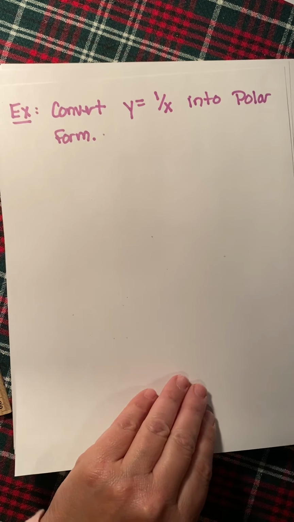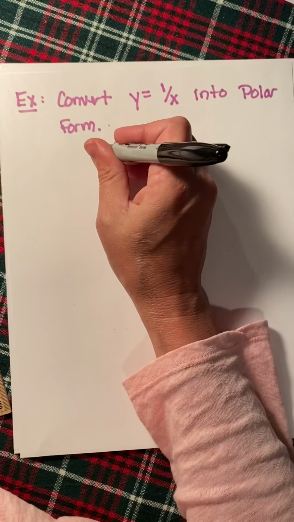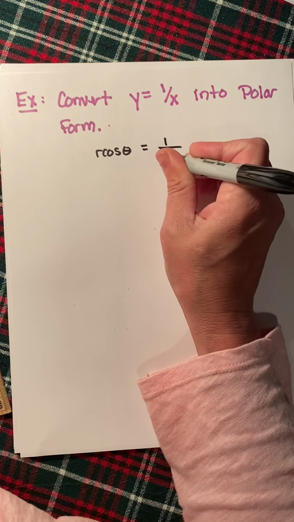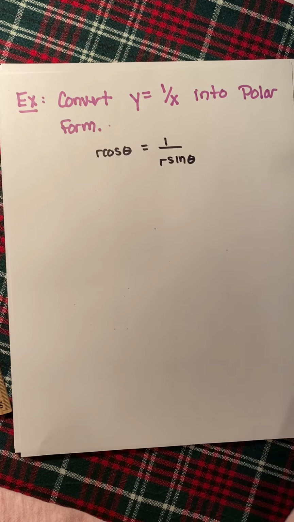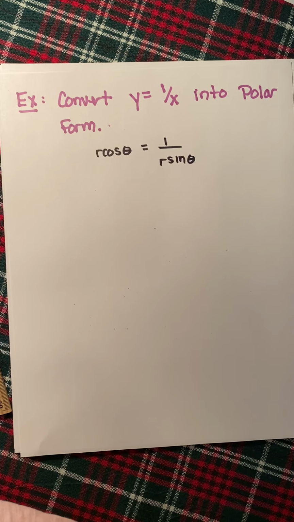Let's look at y equals 1 over x and convert that into polar form. Well, y equals 1 over x. Y is equal to r cosine of theta. And that's 1 over r sine theta. Now, that can be sufficient. Now, this is where it gets a little bit tricky because there's lots of different things we can do with this. We often like to eliminate fractions.